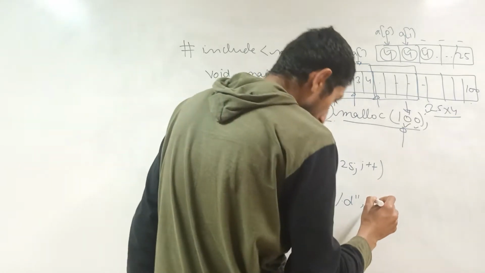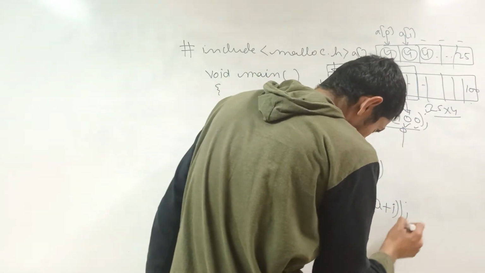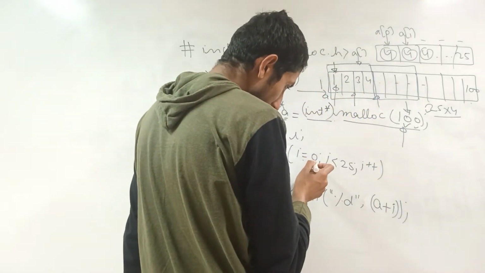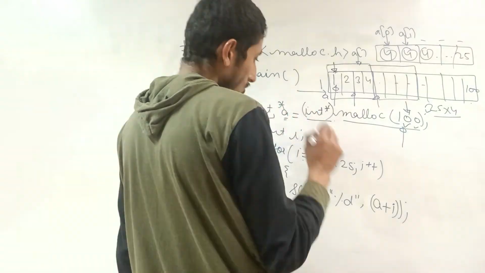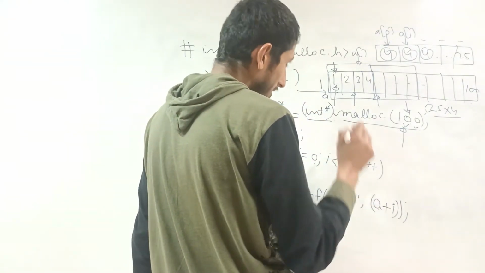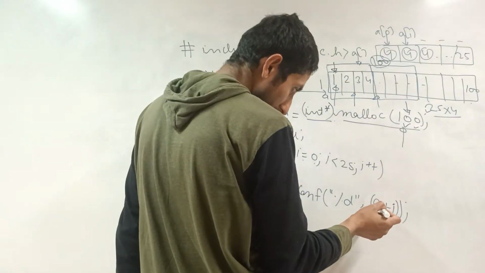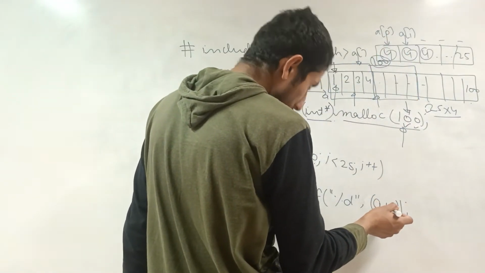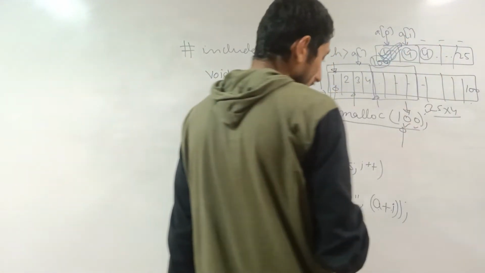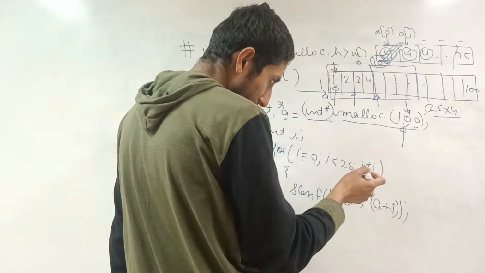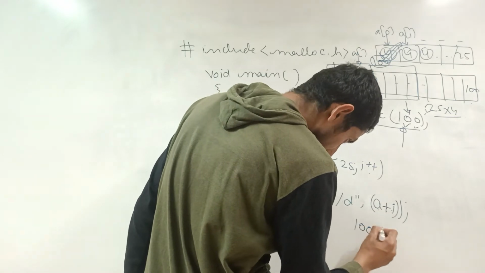So what I can do is put A plus i. Please pay attention. The value of i is 0 and the type of the address is int. Let's say the value of A is 100, so the base address is 100. It becomes 100 plus 0, which means this block, so you are going to enter in this block. The moment the value of i becomes 1, it becomes A plus 1, that is 100 plus 1.